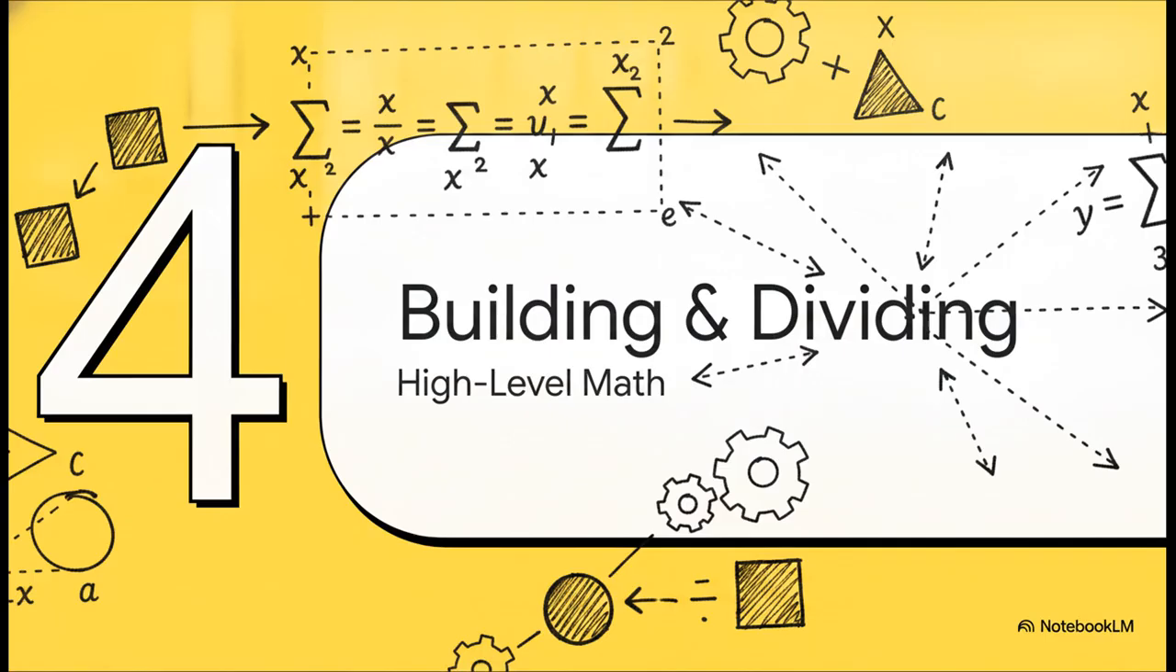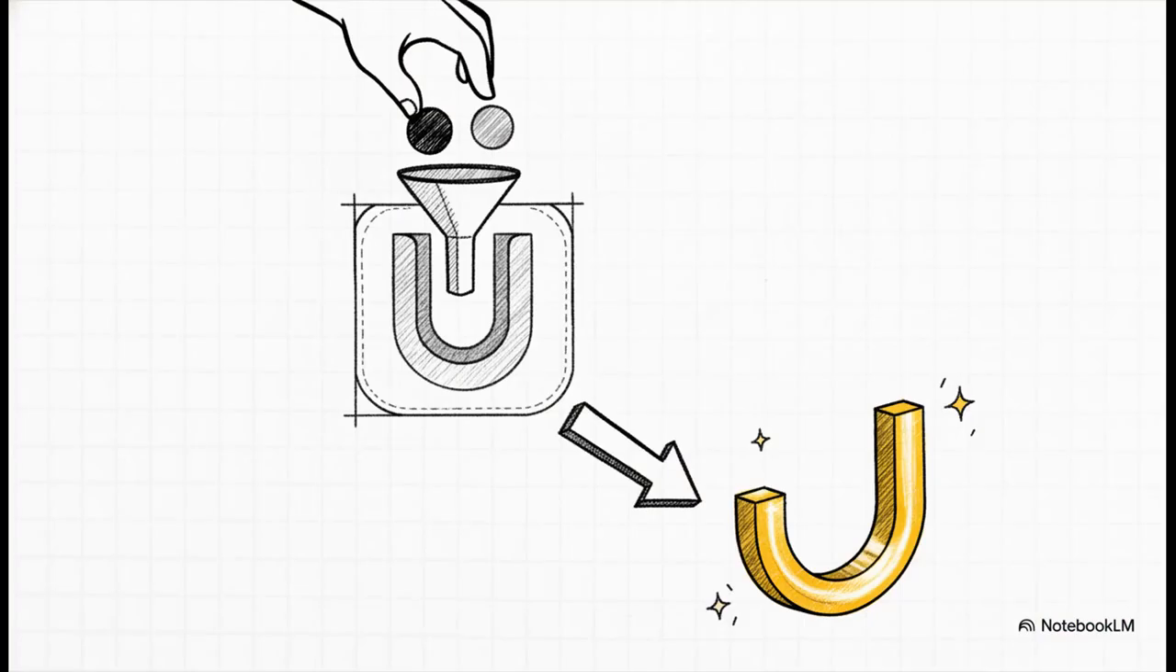Section 4. Building and dividing. High-level math. Because we know that secret relationship, we can actually build a polynomial totally from scratch if someone just hands us the zeros. The template is crazy simple. It's x squared minus the sum of the zeros times x plus the product of the zeros.